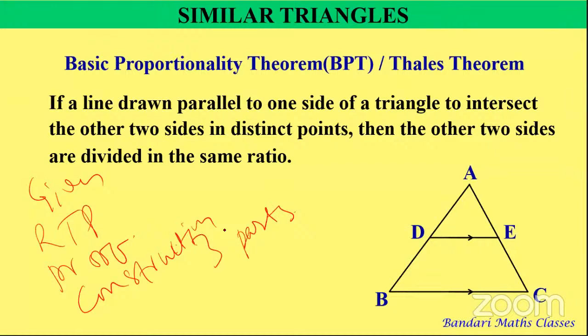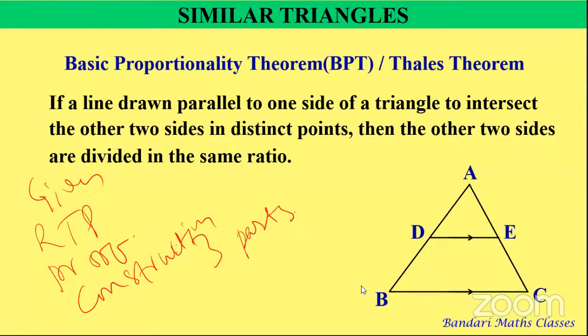So here, first one is given, second one is required to prove, third one is the proof. To prove this, children, according to the theorem, we have to draw the triangle. According to the theorem, we have to construct a triangle. So this was drawn according to the theorem.